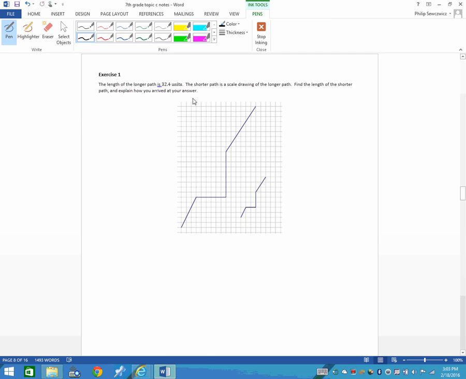The very next problem is very similar, where they're telling us the length of the longer path is 32 4/10. The shorter path is a scale drawing. So this is our scale drawing, and this is our actual that we are dealing with. Again, that's important because it lets me know numerator and denominator. I'm just going to count from here to there, which corresponds with this to that. If we count, that's 6 units, and that's 2 units. Since this is the actual, it goes in the denominator, and the scale in the numerator, so it's 1/3.